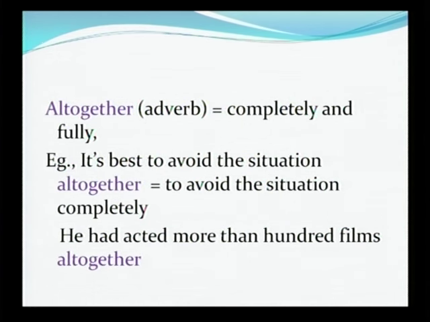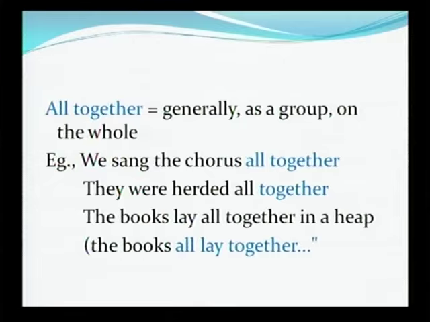Another example: he had acted in more than 100 films altogether, combining all. Now all together means generally as a group, on the whole, everyone together. We sang the chorus all together. You know what chorus means? It's a group of singers singing together. We sang the chorus all together.